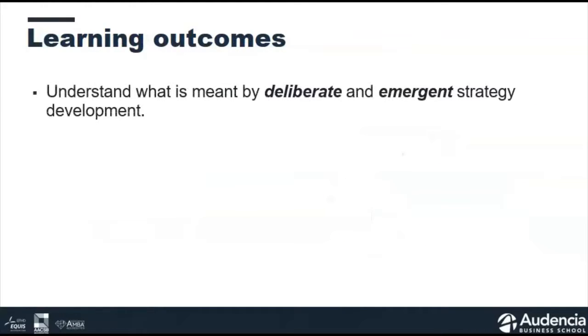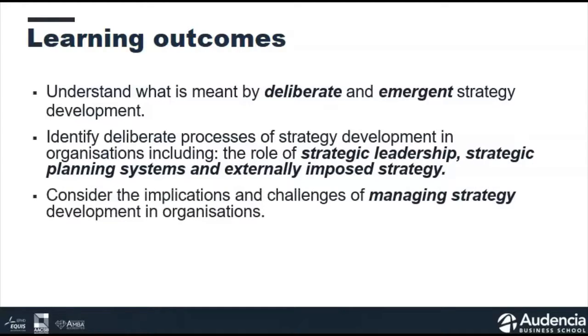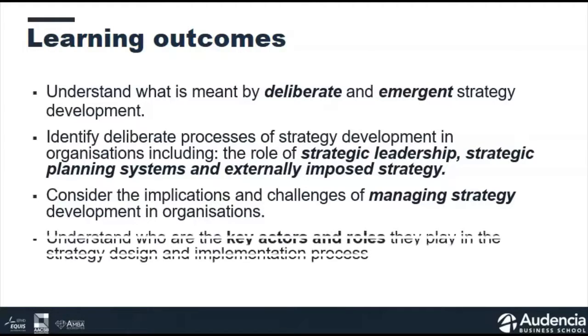Some of the learning outcomes I hope you get a handle for during this session. First is, what do we mean by deliberate and emergent strategy development? The second, be able to identify the deliberate processes of strategy development, and the emergent ones as well. There are many different deliberate processes that do exist. We'd also like you to be able to consider the implications and challenges of managing strategy. What are the different jobs and the management role for managers? And as I mentioned before, understand some of the key actors and the roles that they play in the strategy process.